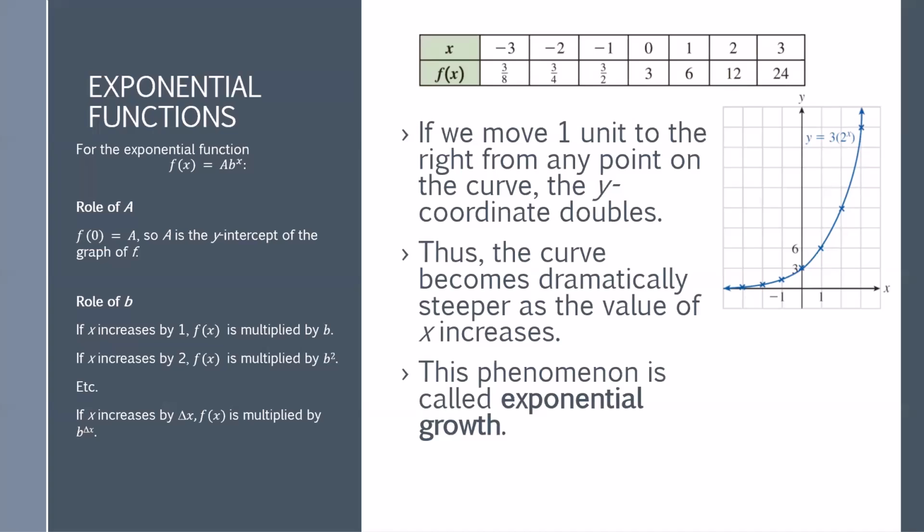So let's take a look at the table of values and the associated graph on the right. If we look at where x equals 0, we see that y is equal to 3. If we move 1 unit to the right, that coordinate doubles to 6. And if we move 1 point to the right again, the value doubles to 12. So as a result, the curve becomes dramatically steeper as the value of x increases. This is a phenomenon that we call exponential growth.